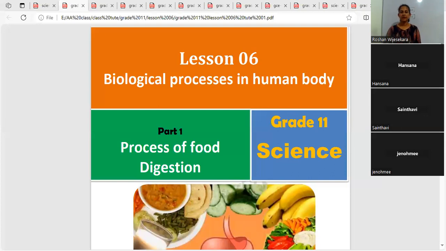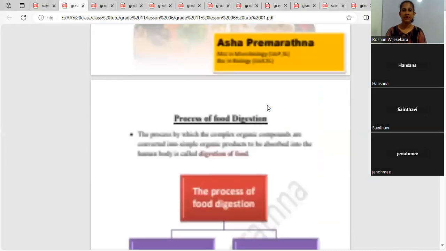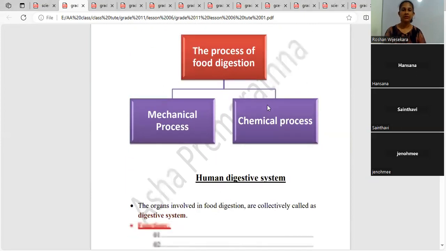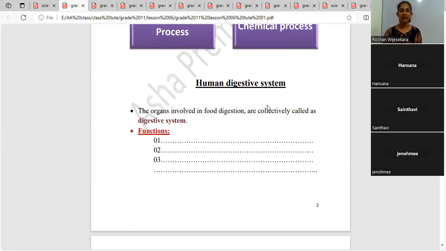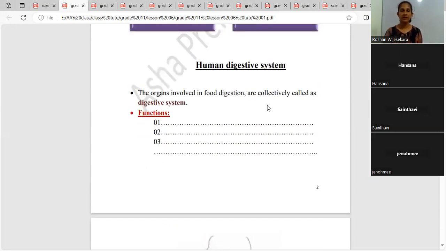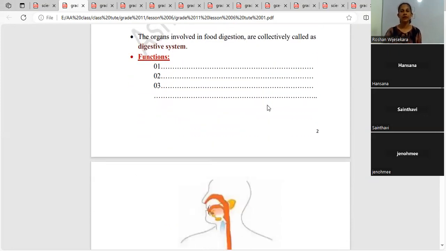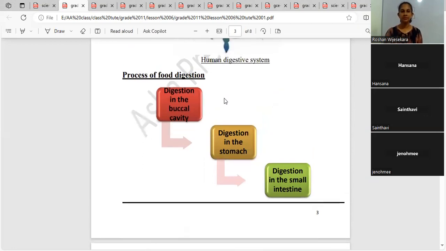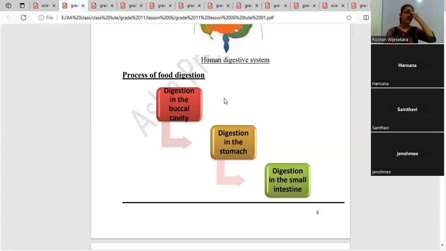Okay. This is the first tube we discuss under this lesson. Process of food digestion. Okay. Here we discuss mainly the structure and function of the human digestive system. There are two processes: mechanical digestion and chemical digestion. And we discussed the structure and function of the human digestive system. We labeled the main parts of this system. Okay. And this is the process of food digestion.